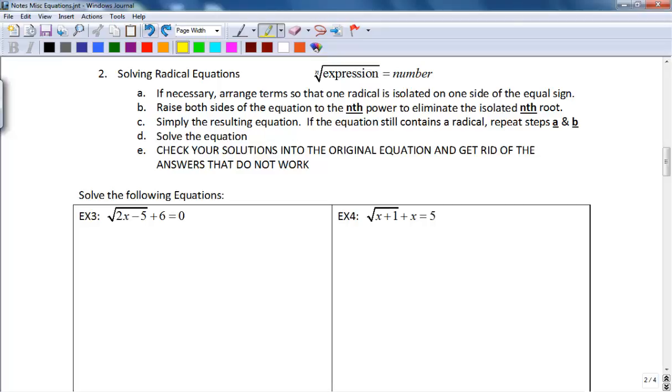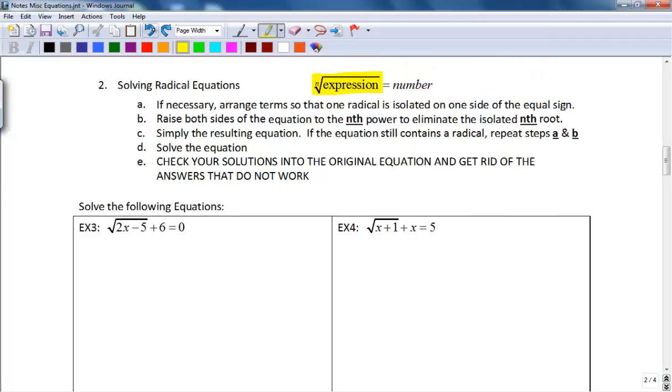The very first thing to do is to arrange it so that one radical is isolated on one side of the equal sign. So you need to get at least one radical expression all alone with other stuff on the other side. The next thing that you want to do is raise both sides of the equation to the nth power. And that's going to eliminate your nth root. So if you are raised to the square root, you need to raise both sides to the square power, the third root to the third power, the fourth root to the fourth power, and so on and so forth.